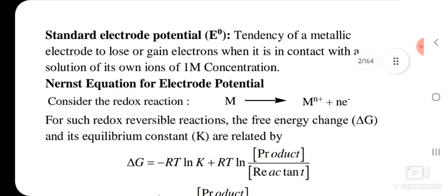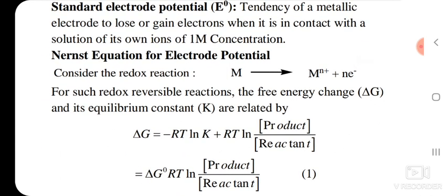Nernst equation of electrode potential. Consider a redox reaction where M gives M^n+ plus n electrons. For such reversible reactions, the free energy change delta G and its equilibrium constant K are related by delta G = -RT ln K + RT ln (concentration of product / concentration of reactants).